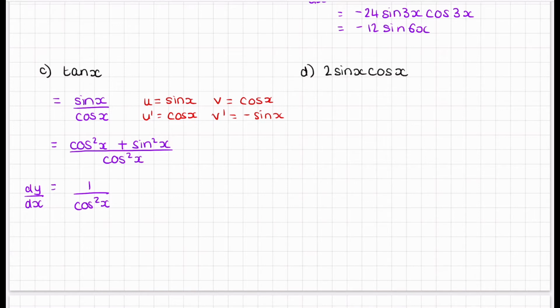Part D, 2 sine x cos x. Once again, it's an identity, and we know that that equals sine of 2x, and then we can just do the derivative of that. So sine of 2x, as I said before, this is a chain rule. Just if you want to see how that works, our u would be 2x, and our y would be the sine of u. U dash would be 2, y dash would be cos of u, and then chain rule, we multiply our derivatives together. So we'll have 2 times cos of u, and then our u is 2x, so it'll be 2 cos 2x.